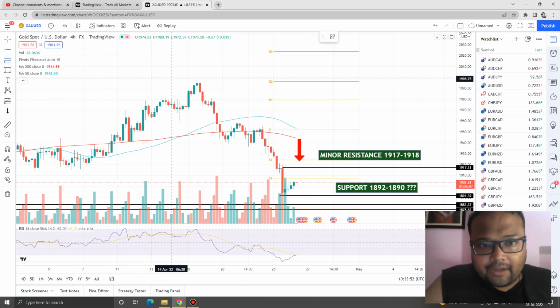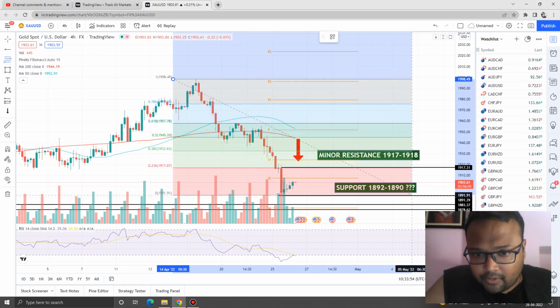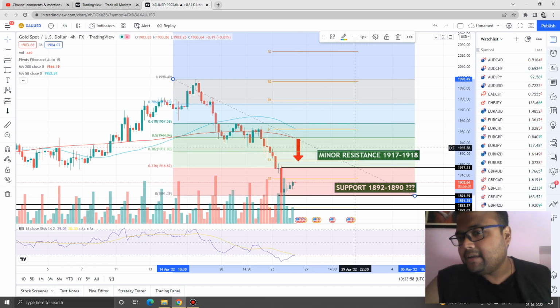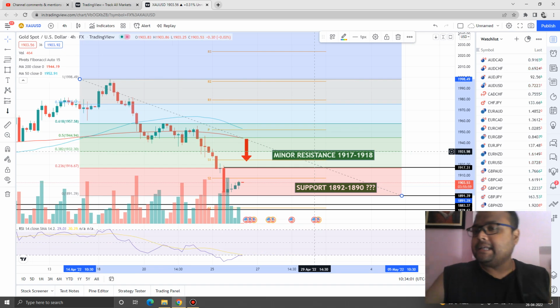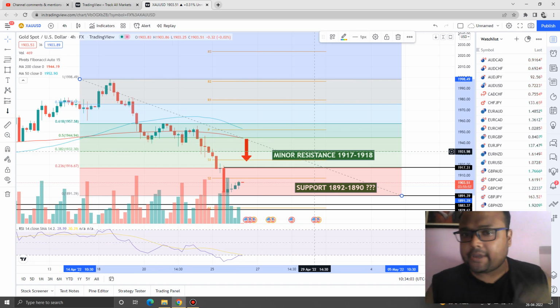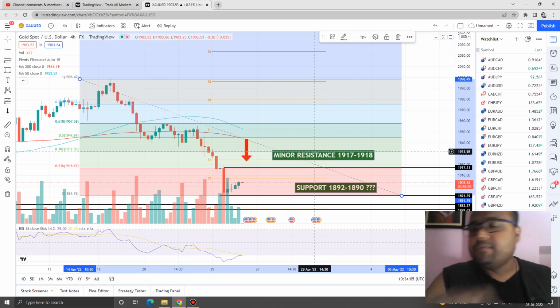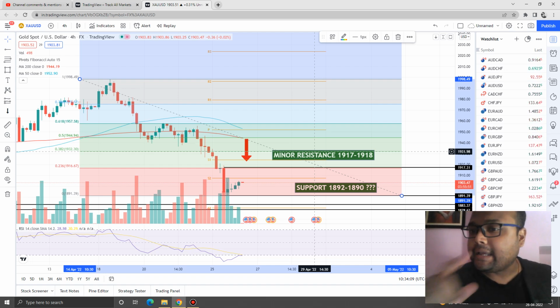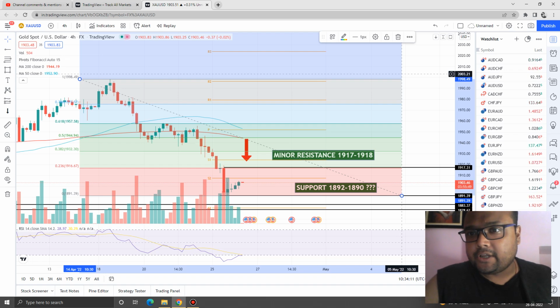We have derived this level from the Fibonacci. Yes, we have used the Fibonacci retracement level, and from the Fibonacci we are expecting that this level will act as resistance. So if the market goes up and reverses from the minor resistance of 1917 to 1918, we can take a sell position. That is our first trading opportunity.